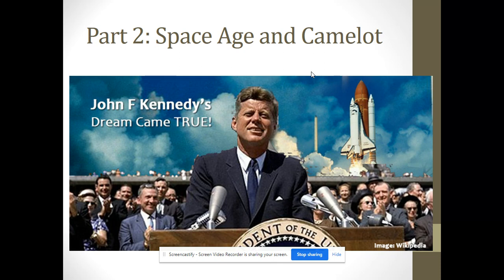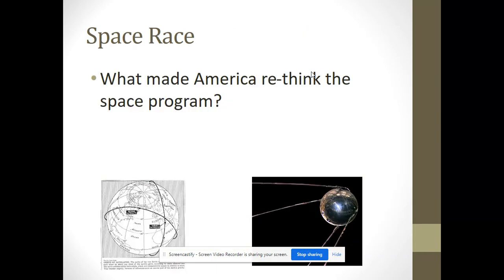Part 2 is talking about the space age and Camelot. Now, we've talked about space really once in our class. We talked about Sputnik, right? We talked about how the Russians actually beat us to outer space with the first orbiting satellite. And that comes up with John F. Kennedy. He's actually trying to push America to rethink our space program now that the Russians have beaten us to outer space once. So that's what we see here.